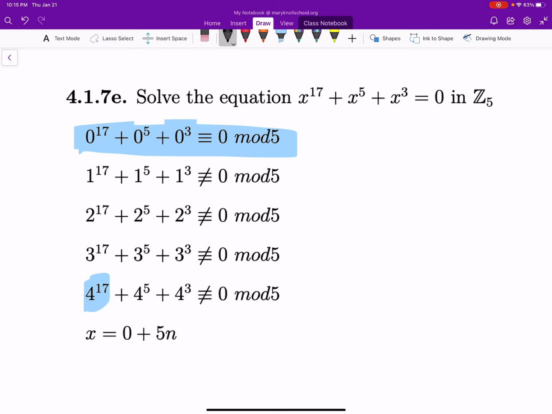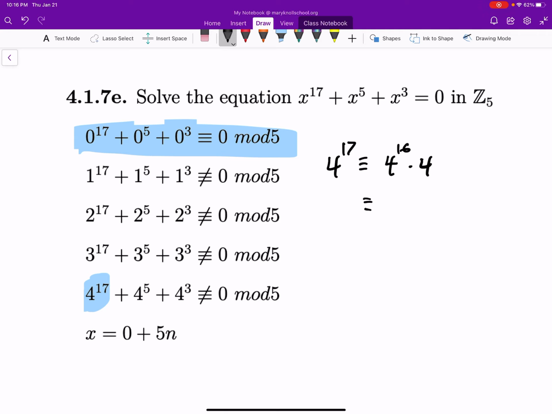I guess the hardest part of this thing would be to simplify this one, right? So let's go ahead and look at that for a bit and see what happens. So we're looking at 4 to the 17th in Z5. My favorite way of doing this is something like this. Well, how about this is better: 4 to the 16th times 4, right?